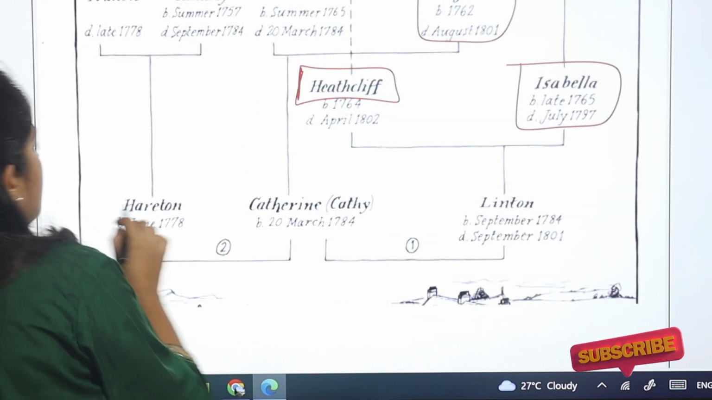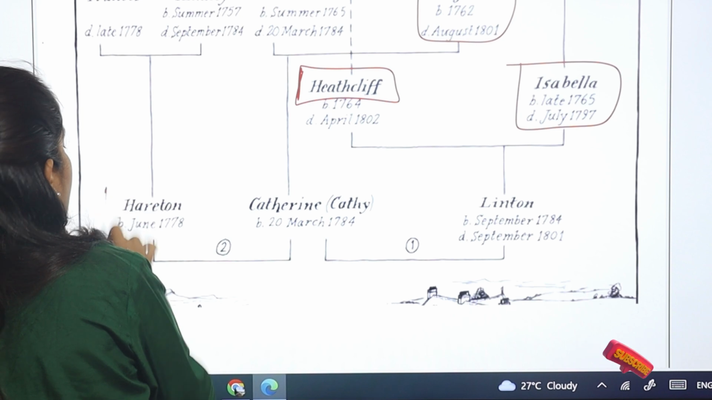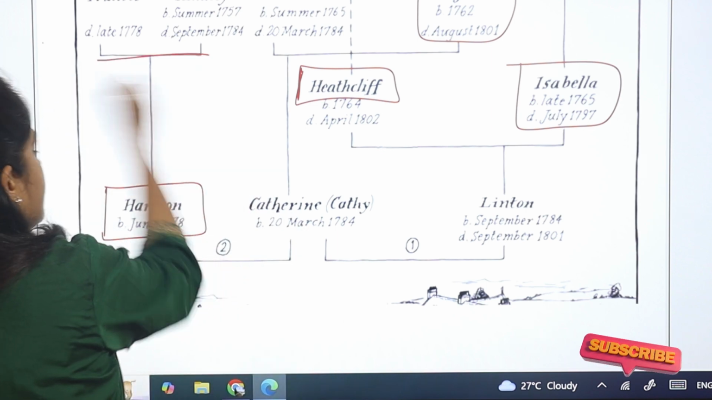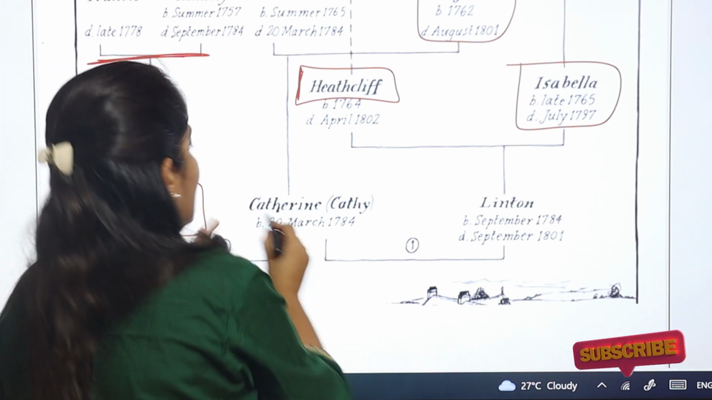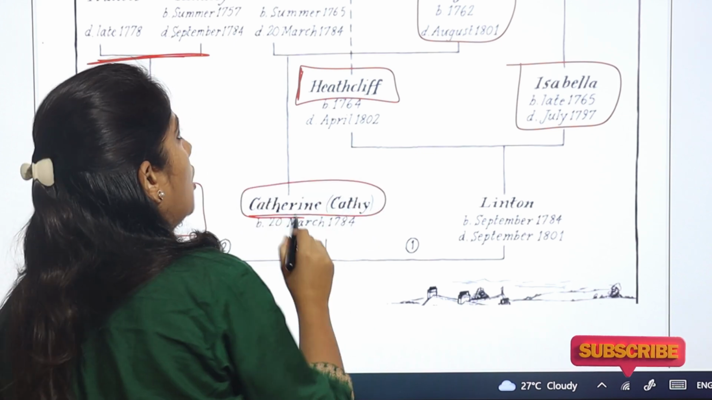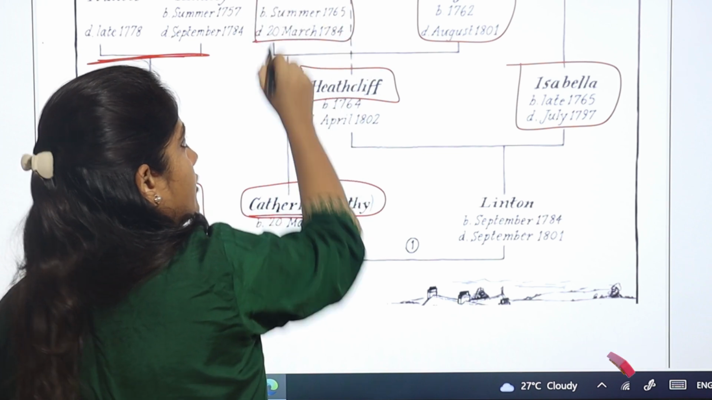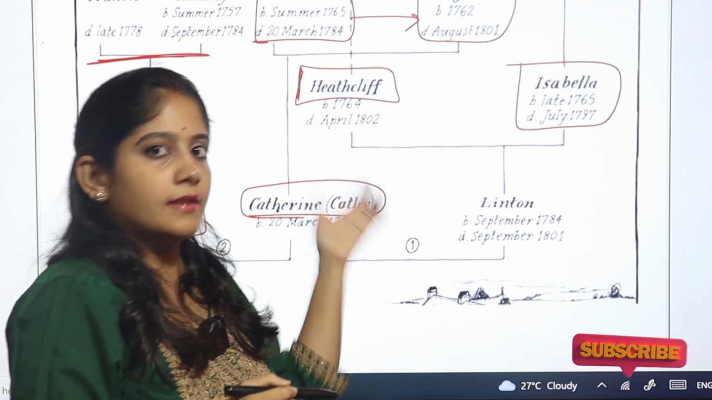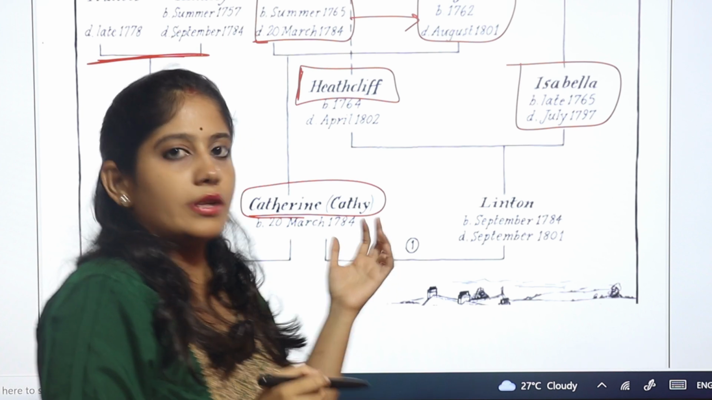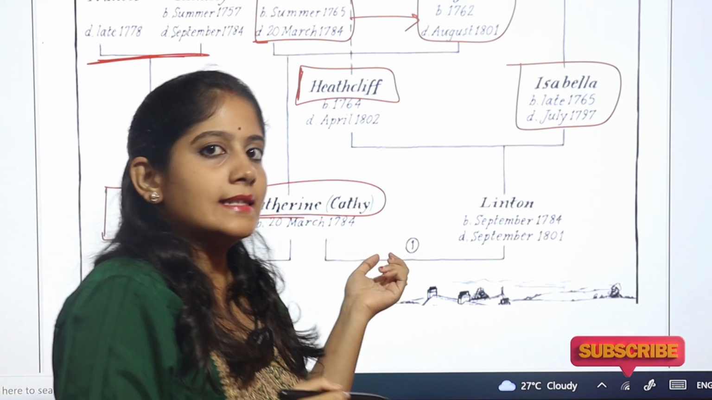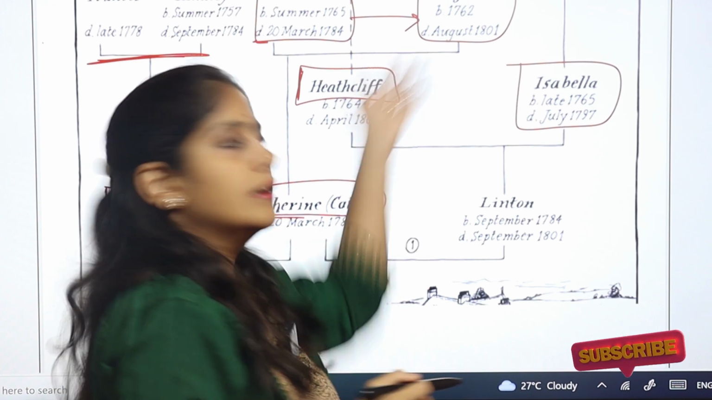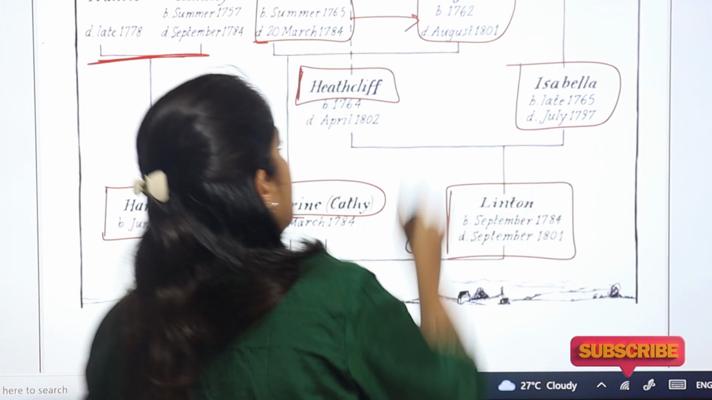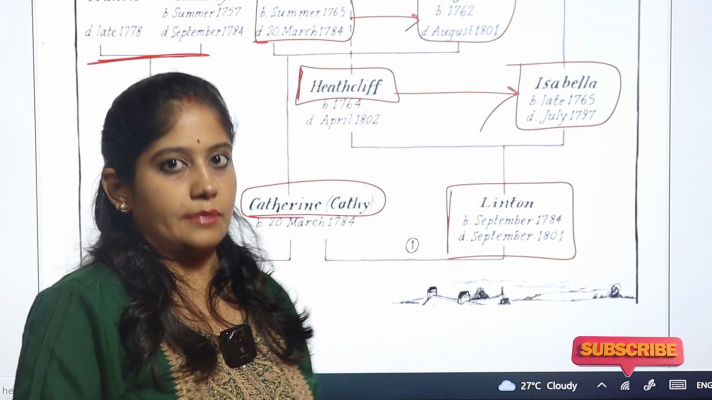The first character here in the second generation is of Hareton. Hareton is the son of Hindley and Frances. We then have Kathy or Catherine, who is the daughter of Catherine Earnshaw and Edgar Linton. Now, Kathy is very similar to her mother. She shares a striking resemblance with her mother. However, she also shares the politeness and kindness of her father, Edgar Linton. And finally, we have Linton, who is the son of Heathcliff and Isabella Linton.